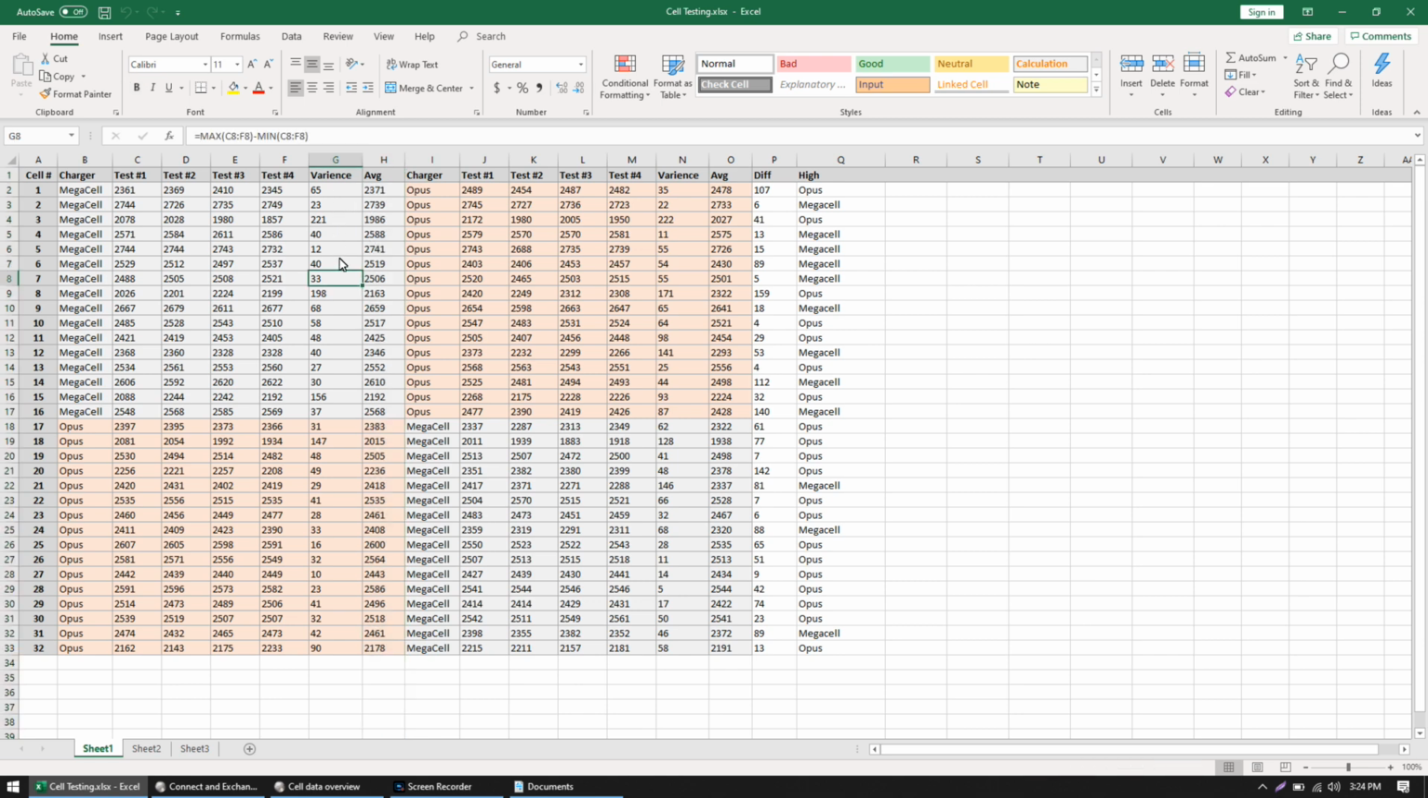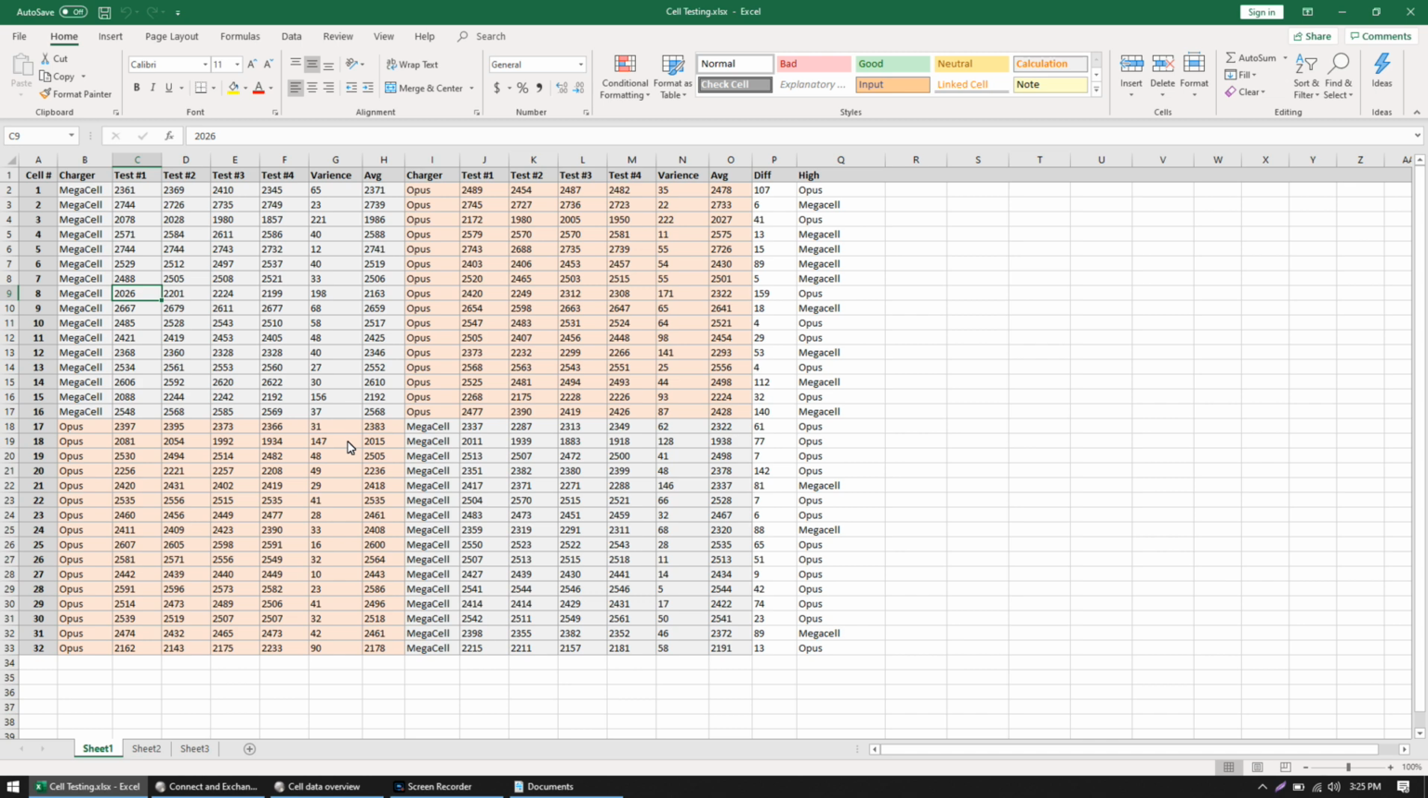So you can see by looking at the variance, the average amount of variance is fairly similar between the MegaCell and the Opus. There are a few outliers such as cell 3, 8, and 15. However, if you notice, all 3 of these cells started around 2000 milliamp hours on the first test. These are 2600 milliamp hour new cells, so I would assume if they're testing this low, the cells are probably near the end of their life, which would account for the amount of variance.